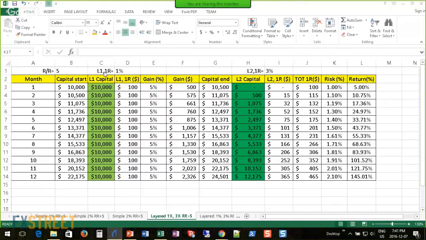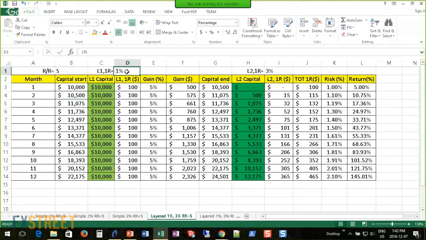Now the first layer here is our capital, so it's $10,000. Any gains over and above 10,000 go into the second layer, which is the market's money layer. For example, when our account is at 10,500, our market money is $500, and so on. As we gain more and more, we can risk more on our second layer, the market's money layer.